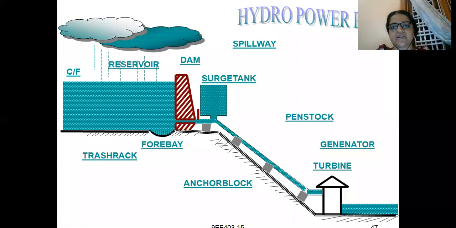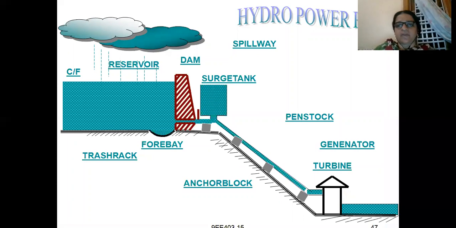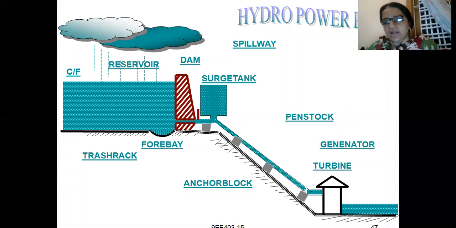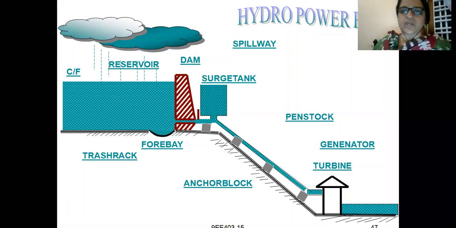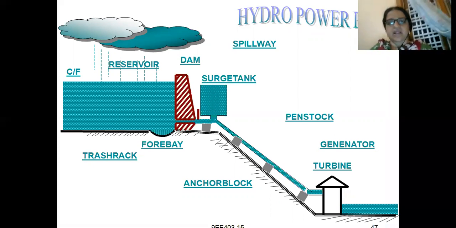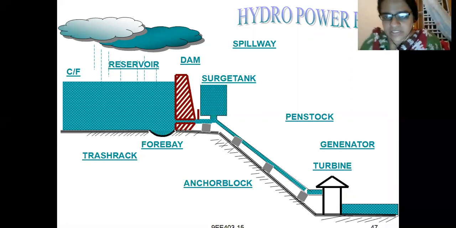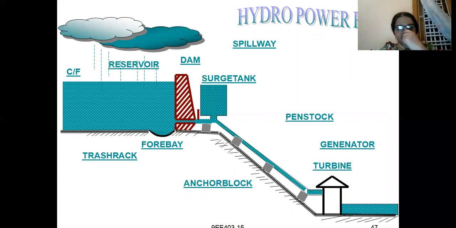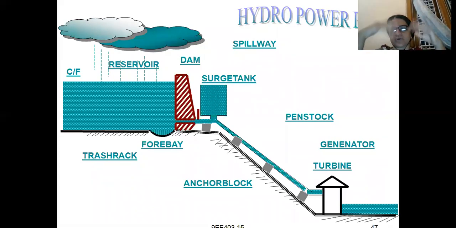Right. Next, coming to the hydroelectric power plant layout, which we can understand easily. Each and every part is described clearly, and you can easily get to know. See, on the left corner of the slide, clouds are there. From clouds you get a huge amount of rainfall.